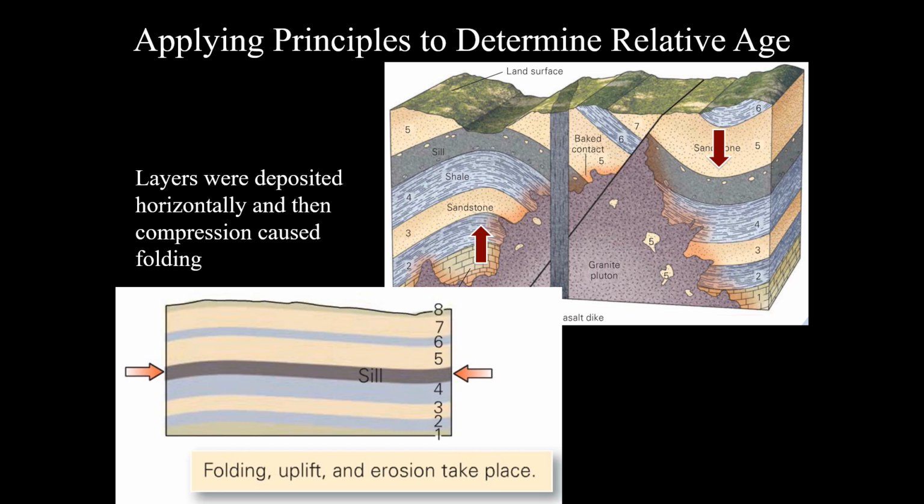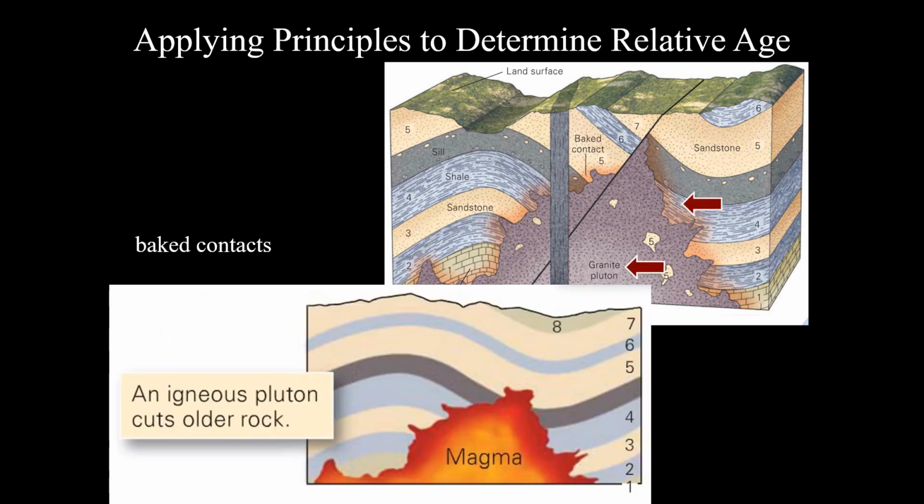You can't fold things through tension. Pulling things apart doesn't actually create folds, only pushing things together. And so we know that this folding must have happened after the sill because the sill is also equally bent or folded as the other layers. So the sill couldn't have come in after. It must have actually been intruded in, and then the folding event occurs.